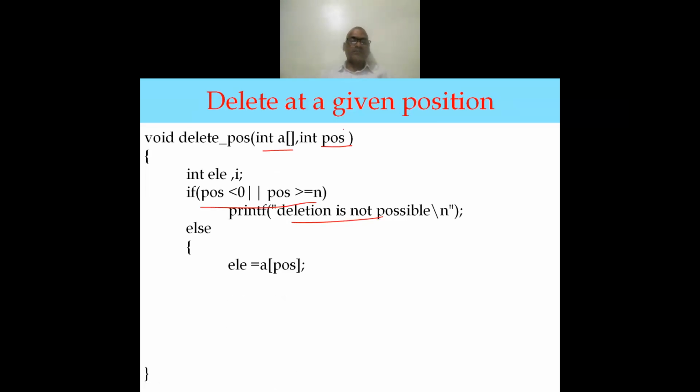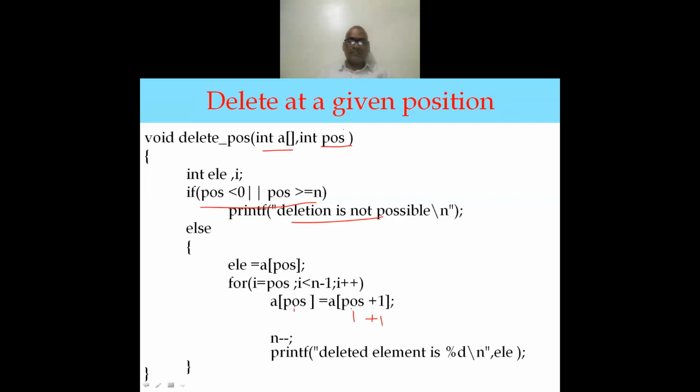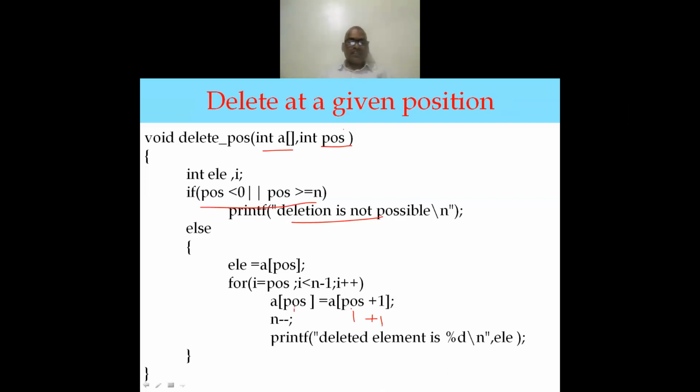Otherwise, if the position is within the range 0 to less than n, then we are deleting the element, ELE is equal to a of position, and then all the elements have to be moved in the left direction in such a way that I equal to position, I less than n minus 1, I plus plus. So a of position is equal to a of position plus 1. We can also write it as a of I is equal to a of I plus 1, so that we are moving all the elements left, right? Then the number of elements has to be decremented.